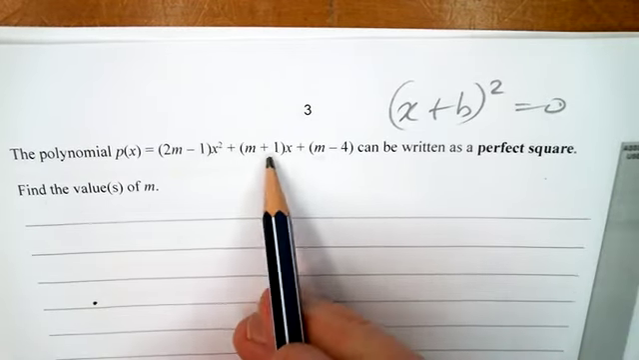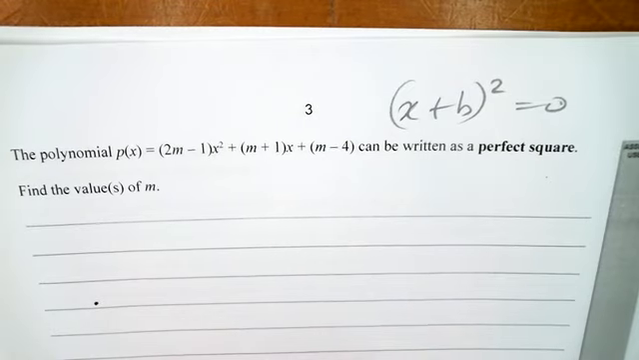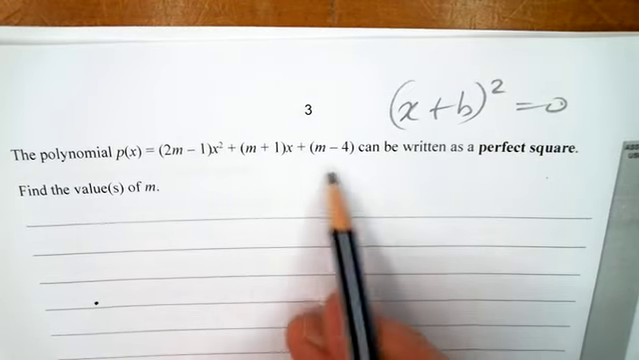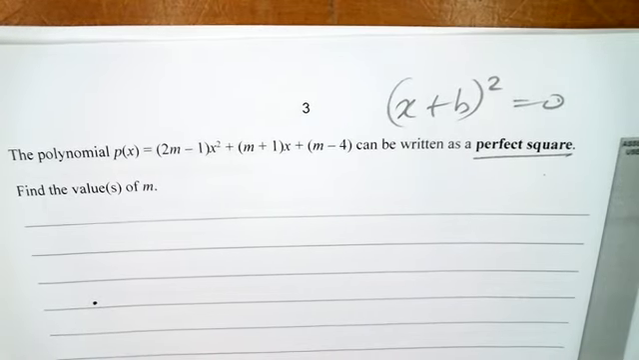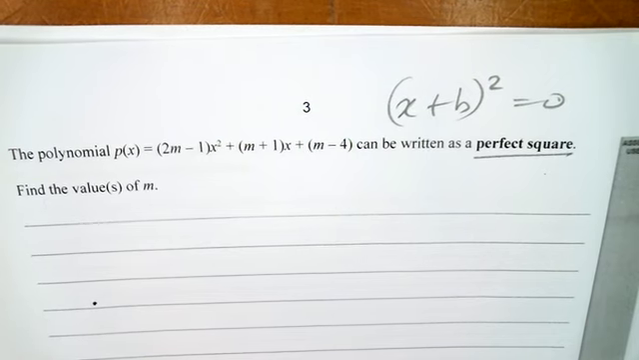However, we want to make this so that it can be. So what values of m would make that true if this was a perfect square? So let's go ahead and find out. The first thing we're going to do is solve for m. We're going to find what values m would be.